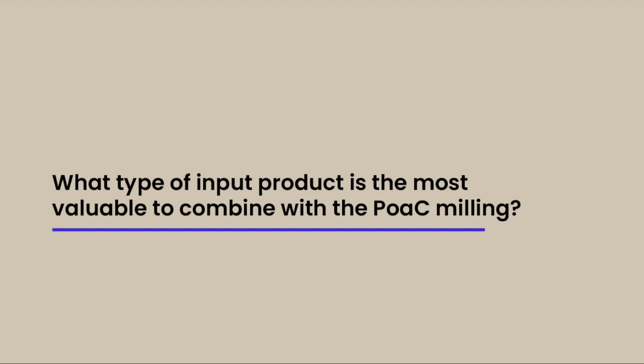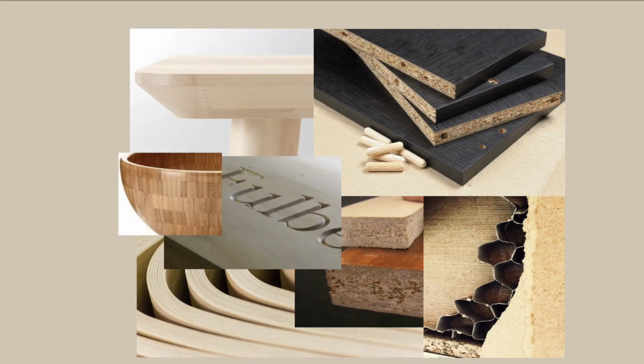The third sub-research question is, what type of input product is the most valuable to combine with milling on a cloud? The goal of answering this question is to identify the wood-based construction that best works as an input product to demonstrate the innovative ability of milling on a cloud. Research was done on different wood-based constructions, mainly in IKEA, because it is the largest user of wood in the world and it uses an extensive range of wood-based constructions to create a wide range of affordable products.